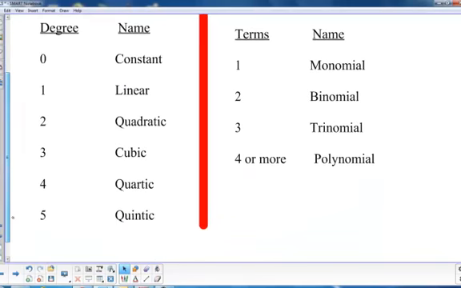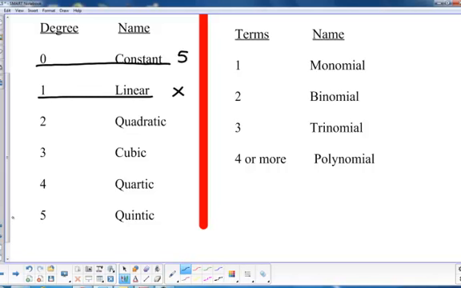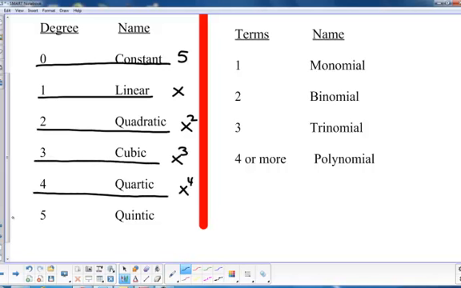So essentially, this is a little table here. If it's the first degree, it's a line, that's like an x. If there's no letter, just a number, that's a constant. An x squared is a quadratic. An x cubed is a cubic. An x to the 4th is a quartic. And an x to the 5th is a quintic. And then if there's one term, it's a monomial. 2 terms is a binomial. 3 terms is a trinomial. And anything more than that, we can just call a polynomial.